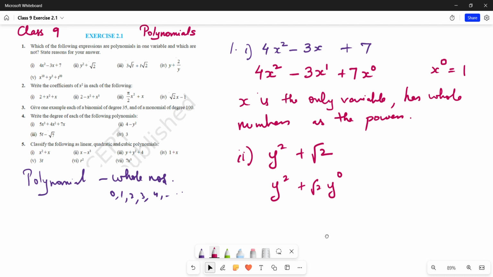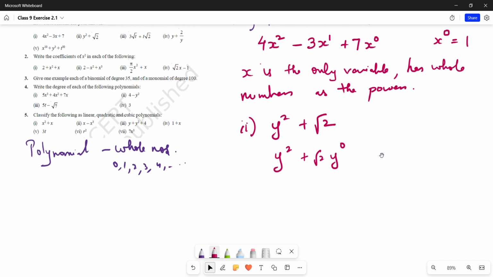Now what about the third one? The third one is 3 root t plus t root 2. Of course this is in one variable, but as soon as you look at the equation, the power may be 1 here, but look at this, root t is t to the power half, isn't it? So half is not a whole number. So this sum will not be a polynomial. Of course it's one variable, but it is not at all a polynomial.